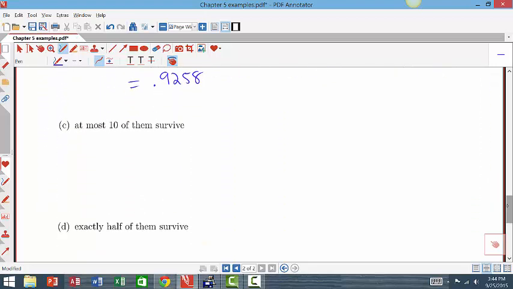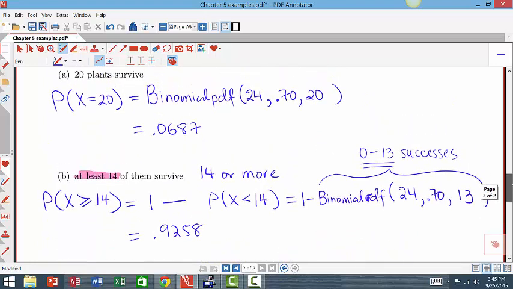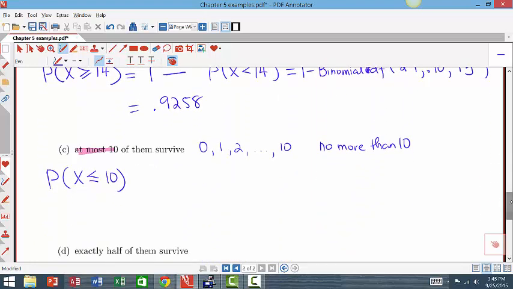At most 10 of them survive. What does at most mean? At most means 0 plants survive, 1, 2, all the way to 10, right? This means no more than 10. So how would we do this? Here, this means the probability x is less than or equal to 10. If you take a look at the problem above, this one is greater than or equal to 14. This one is less than or equal to 10.